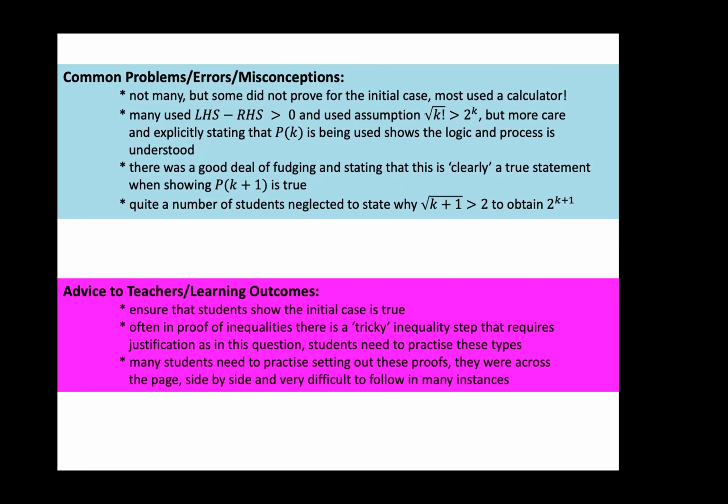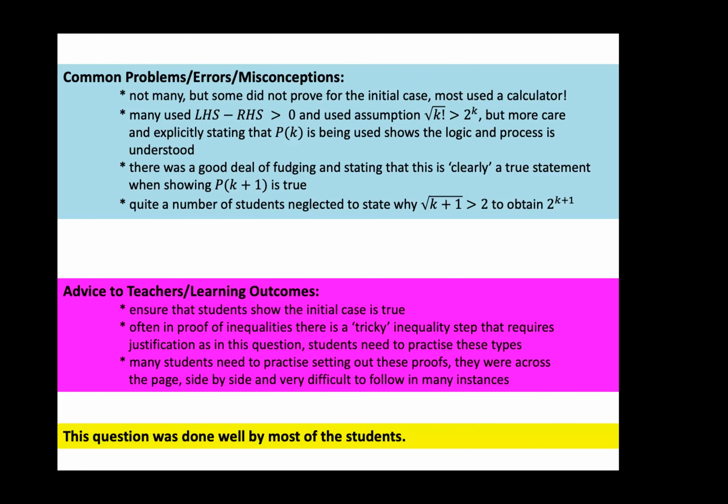We need to ensure that students show the initial case is true, no matter how trivial it is. Often in proof of inequalities, there is a tricky inequality step that requires justification, as in this question. Students need to practice these types. And many students need to practice setting out these proofs. They were across the page, side by side, and they were very difficult to follow in many instances. The question was well done by most students.